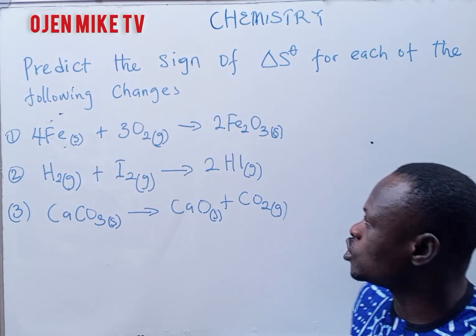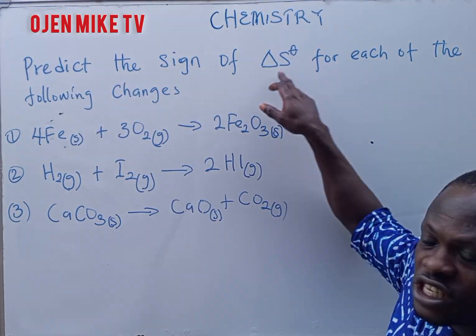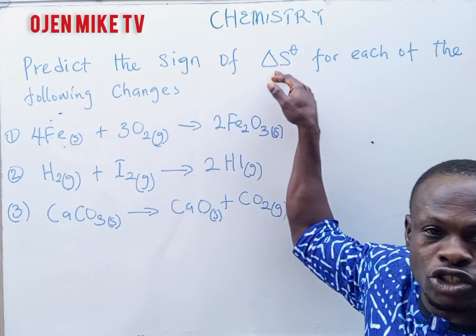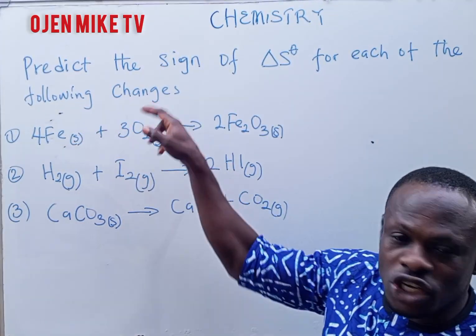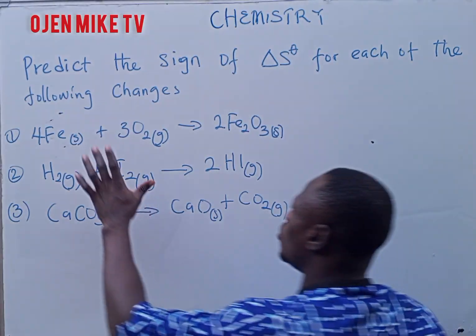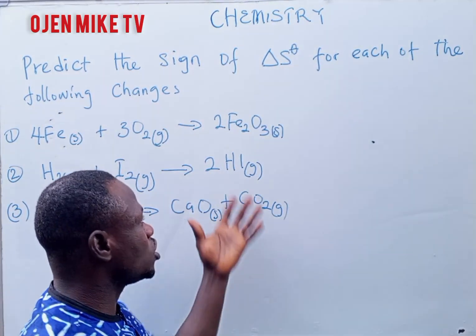Let's take a quick look at this question. In this question, we're asked to predict the sign of the entropy change, this symbol is entropy, for each of the following changes. Now, look at the various changes here. We are asked to predict the entropy change in each one.